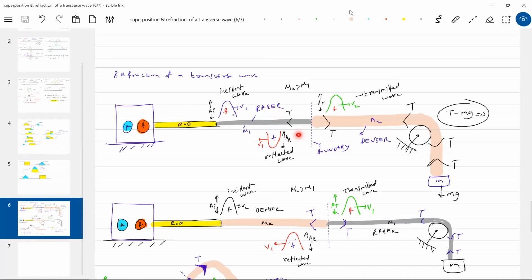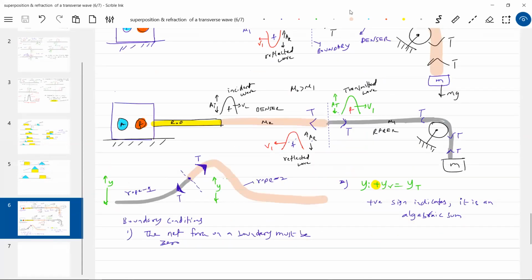So what is it to energy? Energy will be conserved. So the third point: Pi is equal to Pr plus Pt. The incident power should be equal to the sum of reflected plus transmitted. This is nothing but the law of conservation of energy principle, for no loss at the boundary.